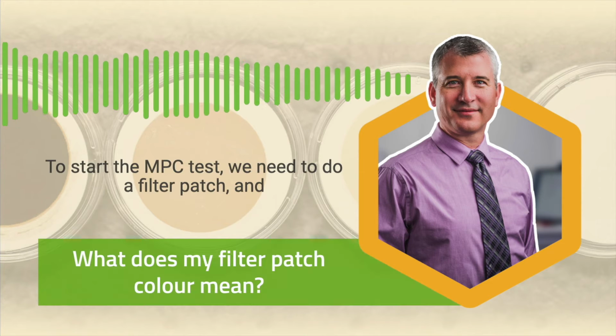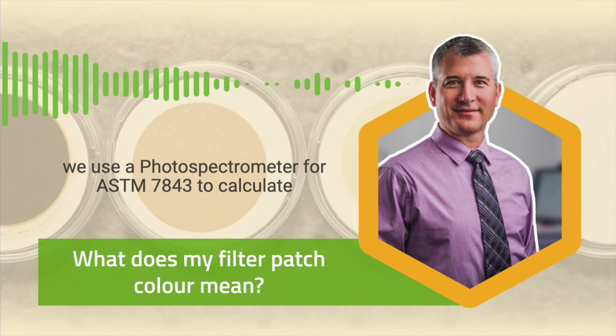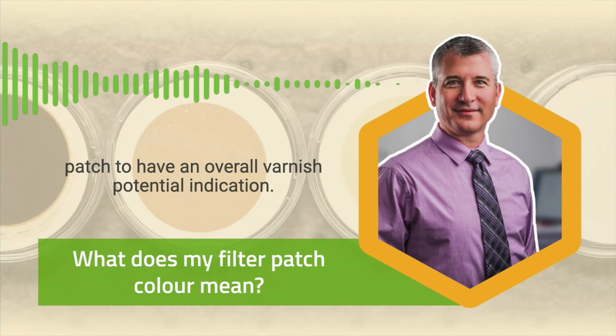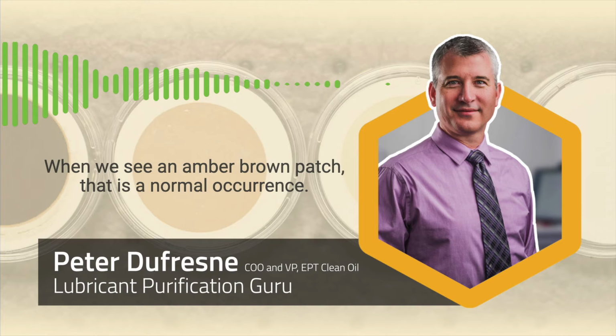To start the MPC test, we need to do a filter patch, and we use a photospectrometer for ASTM D7843 to calculate the MPC value. And that is combining 3 different color values of that patch to have an overall varnish potential indication. When we see an amber-brown patch, that is a normal occurrence.